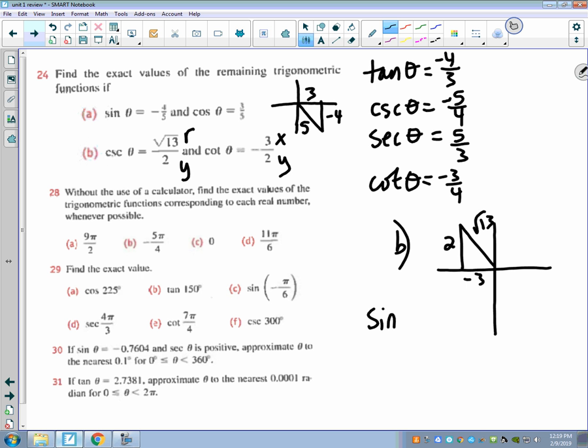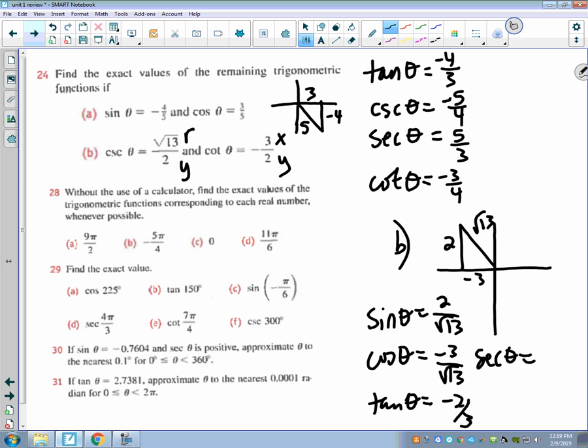So sine would be 2 over the square root of 13. Cosine would be negative 3 over the square root of 13. Tangent would be negative 2 over 3. And what am I missing? Secant would be negative square root of 13 over 3. So make sure you figure out what quadrant.